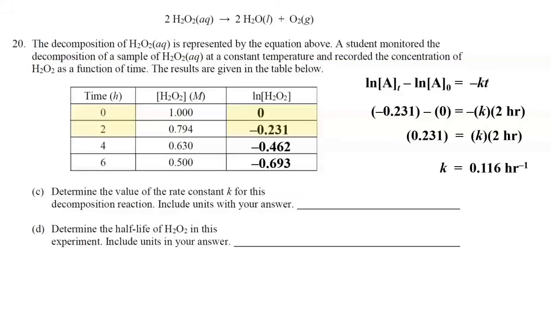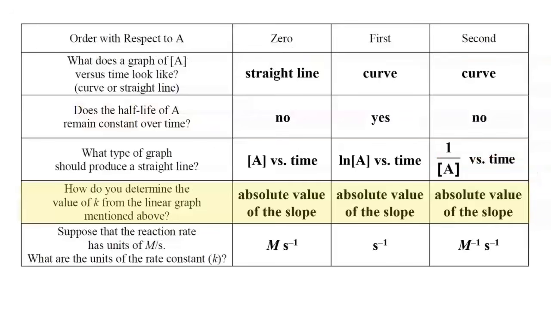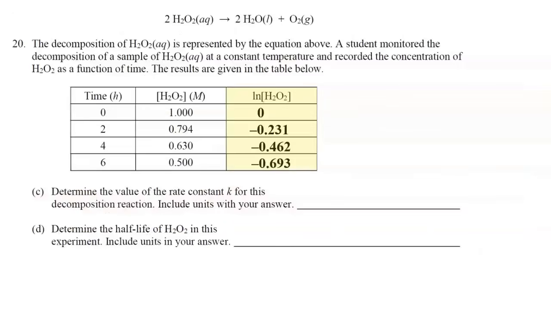Another way you could figure out the rate constant is you take the absolute value of the slope when you plot natural log of concentration versus time. So let's take a look at that. We should get the same value. So in this situation, delta y over delta x, or the change in y over the change in x, it's changing by 0.231 every 2 hours. So the slope of that line would be 0.231 divided by 2, and my units would still be inverse hours. So I've answered part C. I have 0.116 inverse hours from my rate constant.